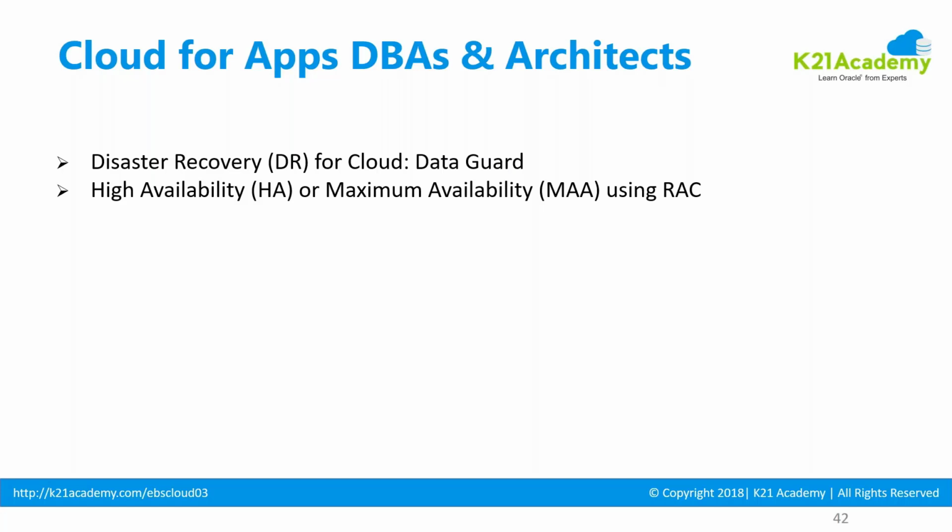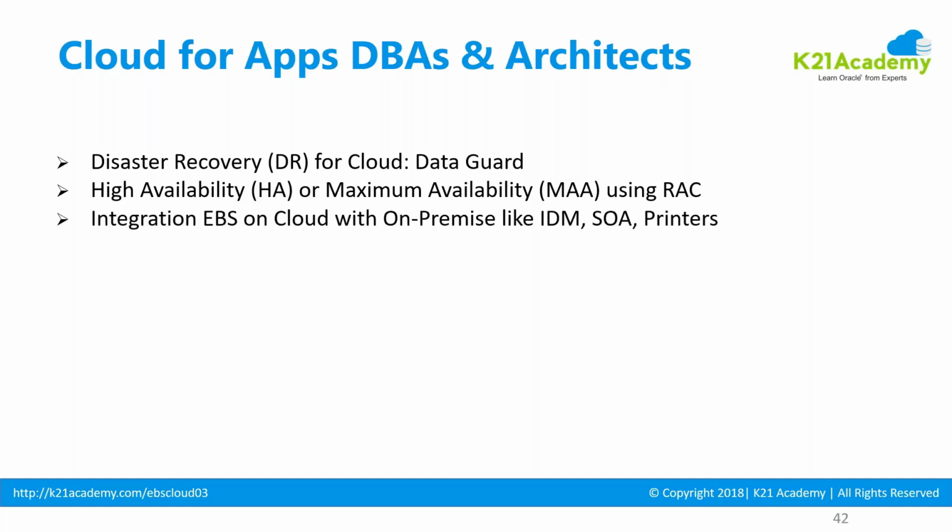How do you deploy eBusiness Suite in maximum availability architecture as you used to do on-premise? Do you want to do within region, across region? How do you define DR or Data Guard? Then you also have your eBusiness Suite on cloud, but you might have some applications held in your environment, which could be like identity and access management possibly, or SOA or printers or any third-party custom applications. How do you connect to that?